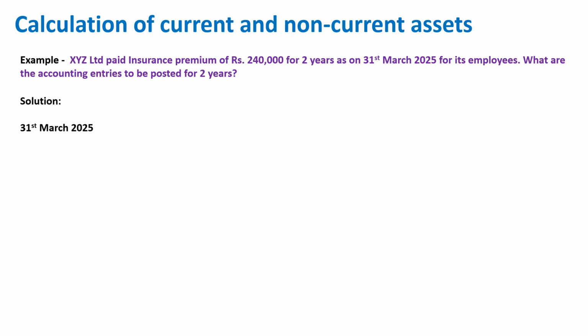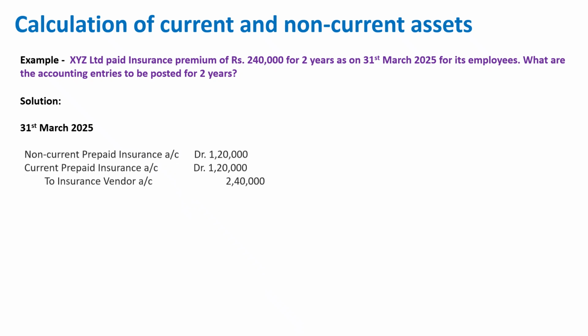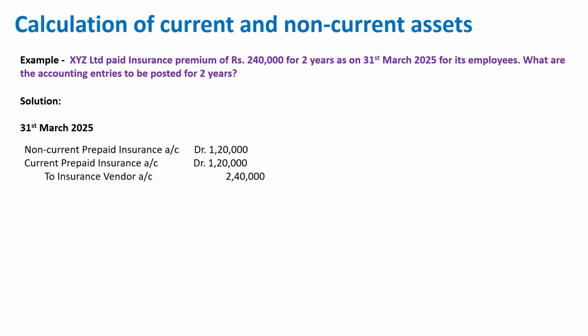So let's see what the accounting entries are. On 31st March 2025, the entry to be posted is, so here if you see, 2,40,000 has been paid for 2 years. So the first 12 months, whatever prepaid you are going to convert to expenses, will be treated as current, and the subsequent 12 months will be treated as non-current, because you are not going to treat the expenses of 2,40,000 immediately, right? It has to be amortized for the next 2 years. So here non-current prepaid insurance account debited 1,20,000, current prepaid expenses 1,20,000, to insurance vendor account 2,40,000. This is the first entry.